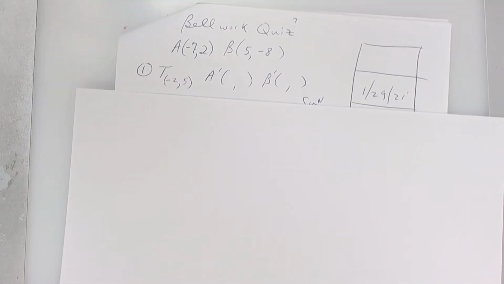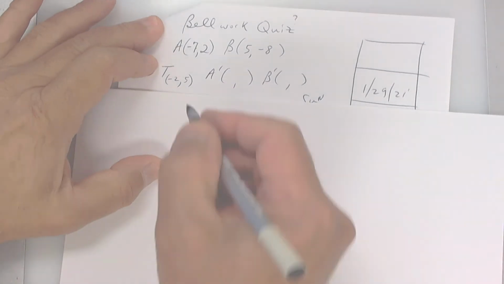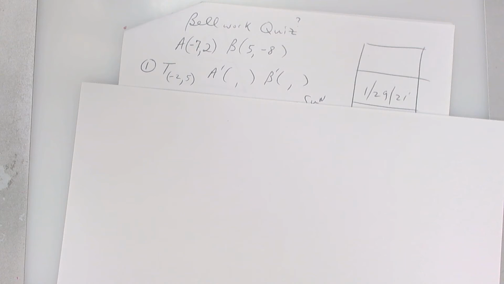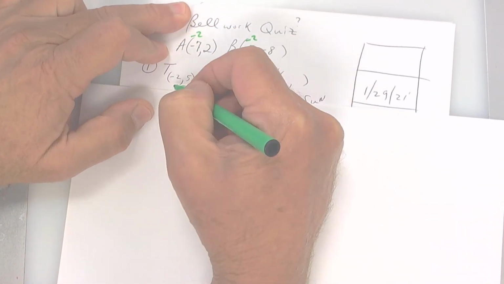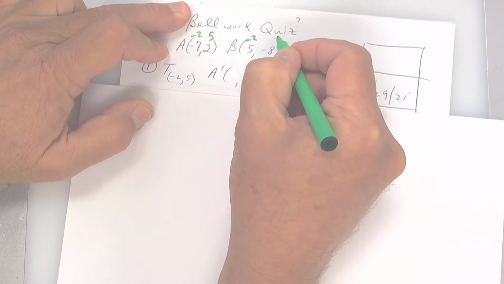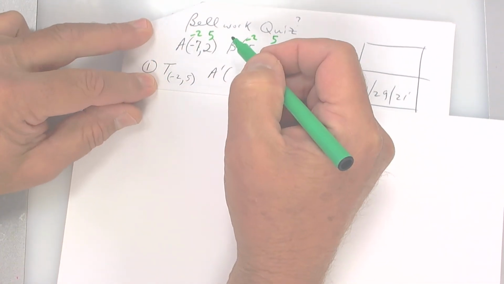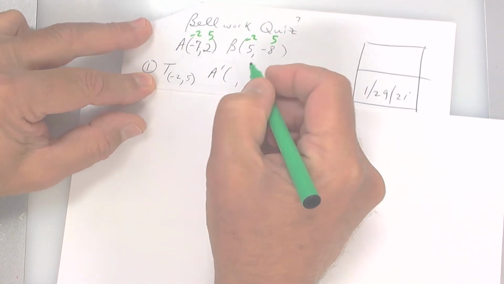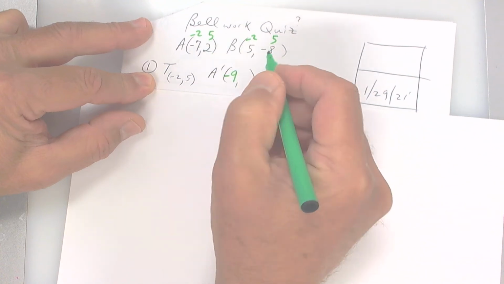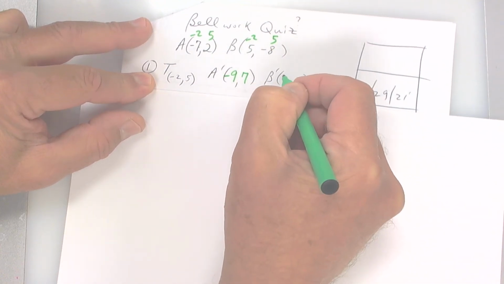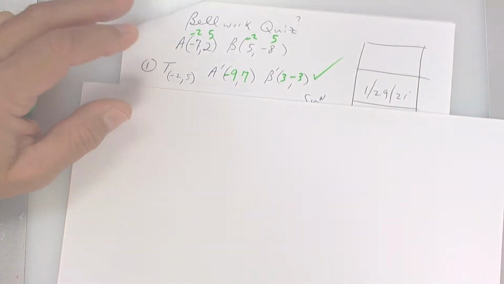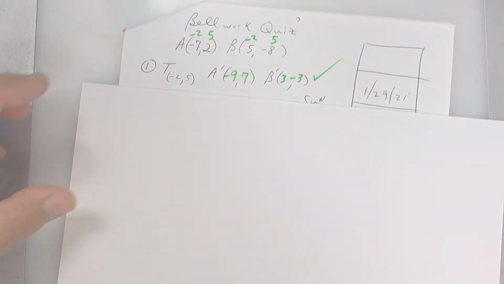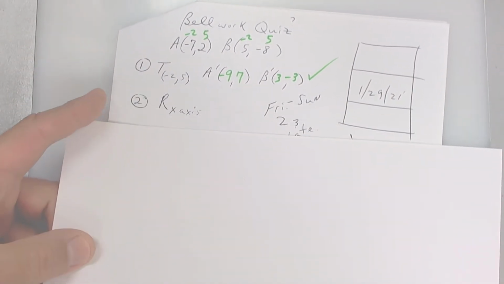All right, so let's go here. Let's exchange papers here. When you translate, the x is a -2, so you're going to put a -2 on top of all of these. So a -2 and a -2 on your x's. And then a 5, remember it's a slide. So the new point here is going to be -9 and 7. This one's going to be 3 and -3. If they have that, give them a check. If they have half, give them half.